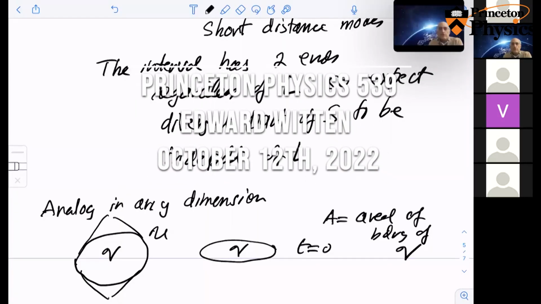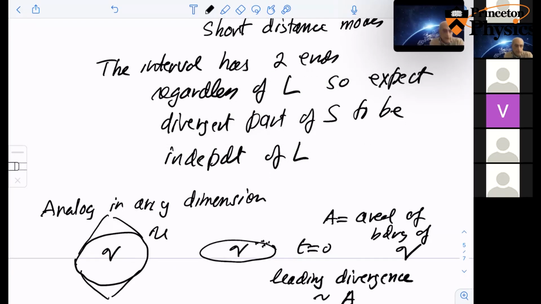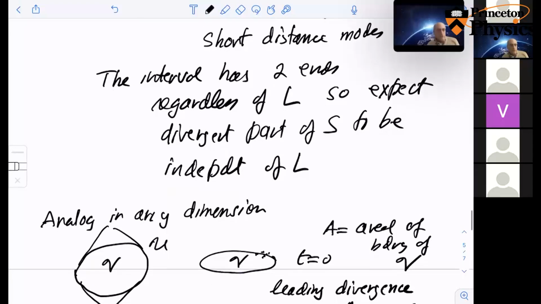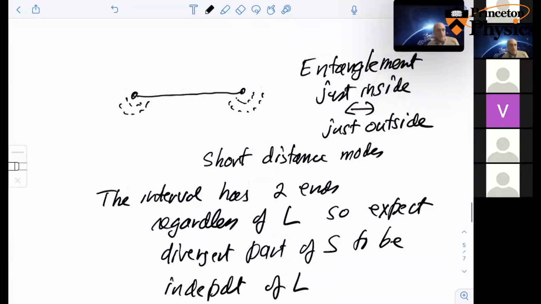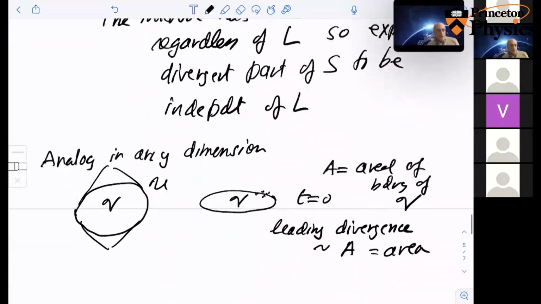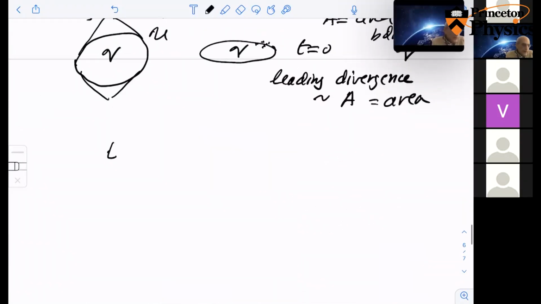In any dimension, we'd say that the divergence comes from modes localized near the boundary. And therefore, we'd learn in any dimension that the leading divergence is proportional to the area. But our calculation today will be in two dimensions where things are a little bit easier. The area is independent of L, and therefore we expect the divergent part to be constant. So we expect, therefore, two facts.